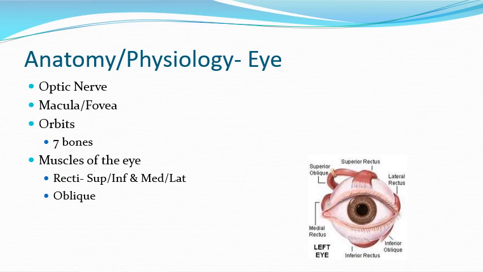Now, when we're talking about diagonal circular motions, that's where the superior oblique and the inferior oblique are going to be getting used, okay? So think about if you were to look up and to the right, or up and to the left, what muscles would be working in order to do that. Take a few minutes and think about that based upon what we mentioned with the recti muscles.